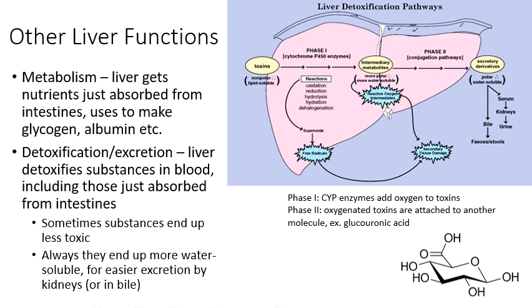Then whatever nutrients the liver didn't use are going to pass through it and ultimately end up in the inferior vena cava to be distributed to the rest of the body. The liver also has a function in detoxifying or excreting things. So substances in the blood that are not going to be excreted from the kidneys could be excreted from the liver by being put into bile.